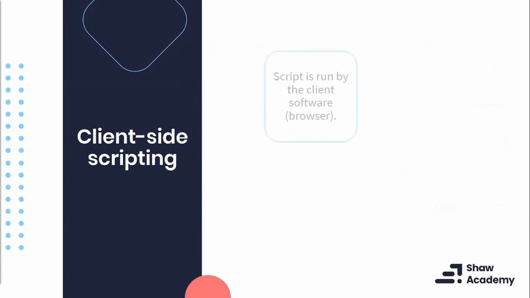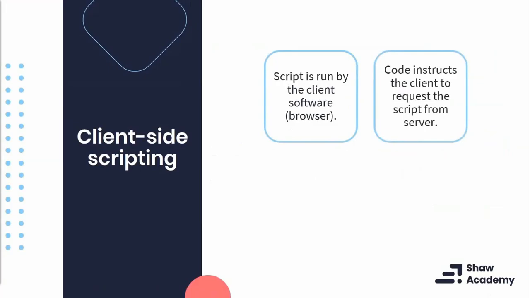Well, in the client-side scripting environment, the script is run by the client or the browser software itself. And again, this is your Chrome or your Firefox and all of those kind of tools, such as Edge as well. Also, the code instructs the client to make a request from the web server. So the code essentially says, hey client, I need you to request something for me on the web server. I'm looking for this, for example. Can you go and fetch it?